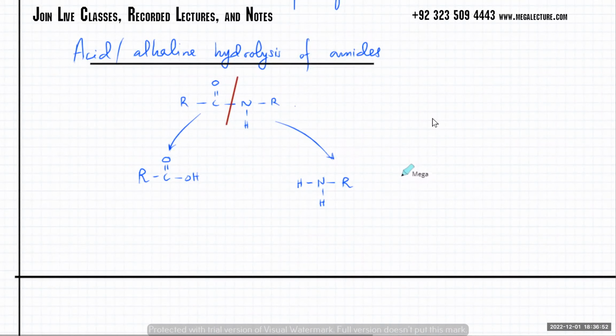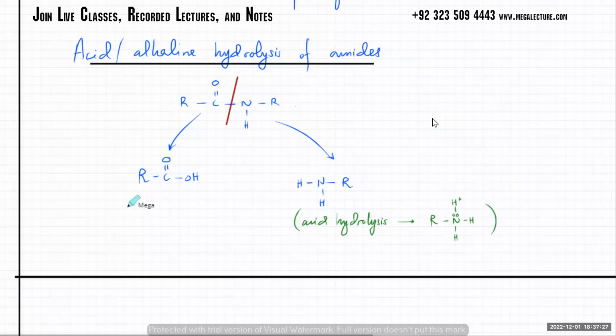But if you have acid hydrolysis, remember, the amine is basic. So if there is acid around, the amine is going to react with it. It's going to become R NH3. N has a lone pair, so with the H+ because there's an acid around, they're going to form a dative bond, and it's going to form a positive ion. It's going to react with the acid.